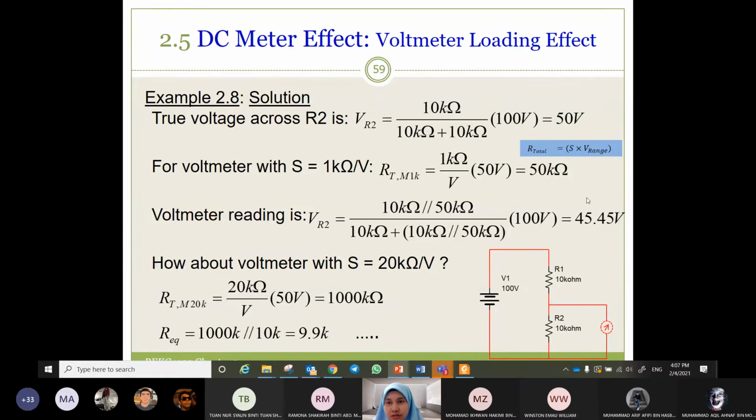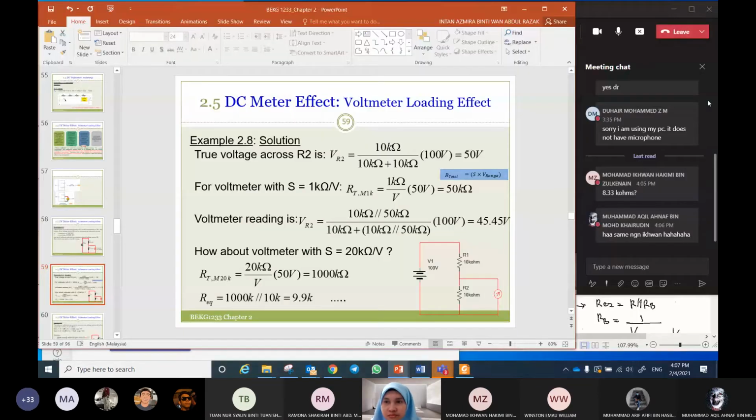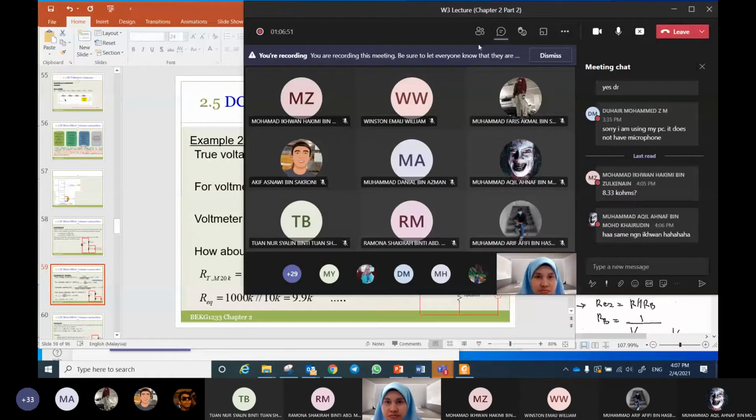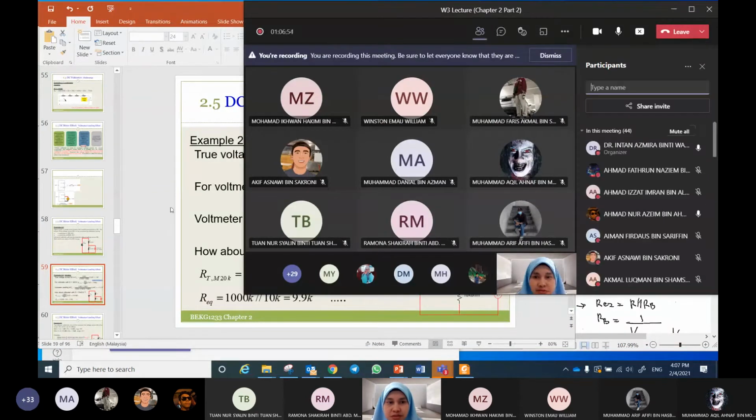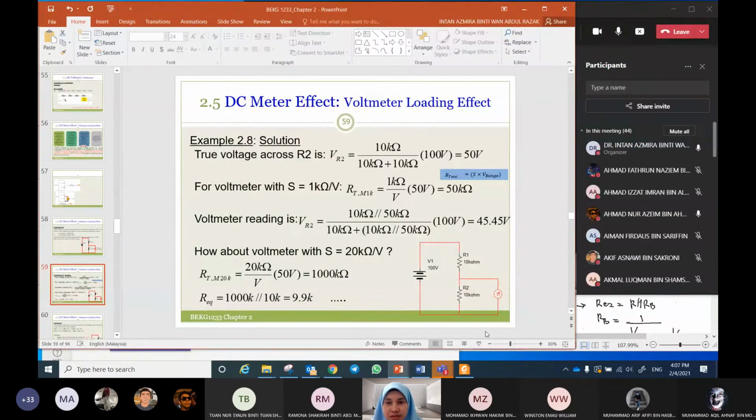This is from the calculation. By using voltmeter, we get lower value. Because of what? Loading effect. Voltmeter loading effect.